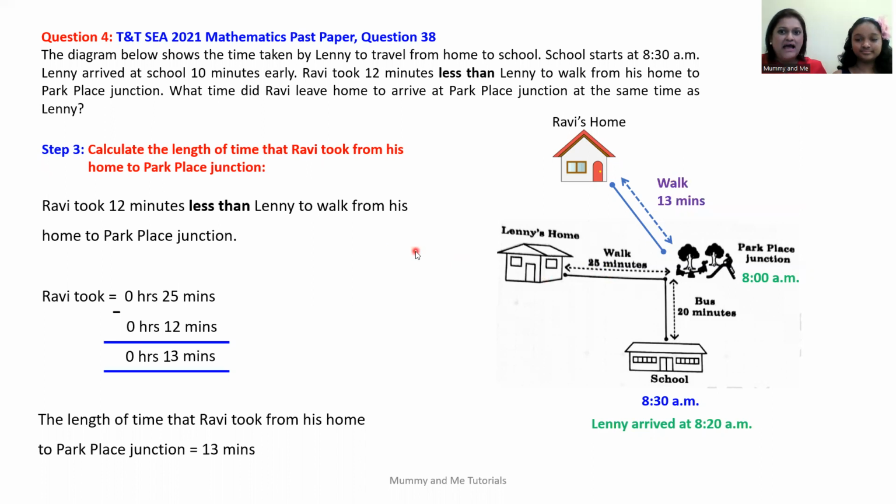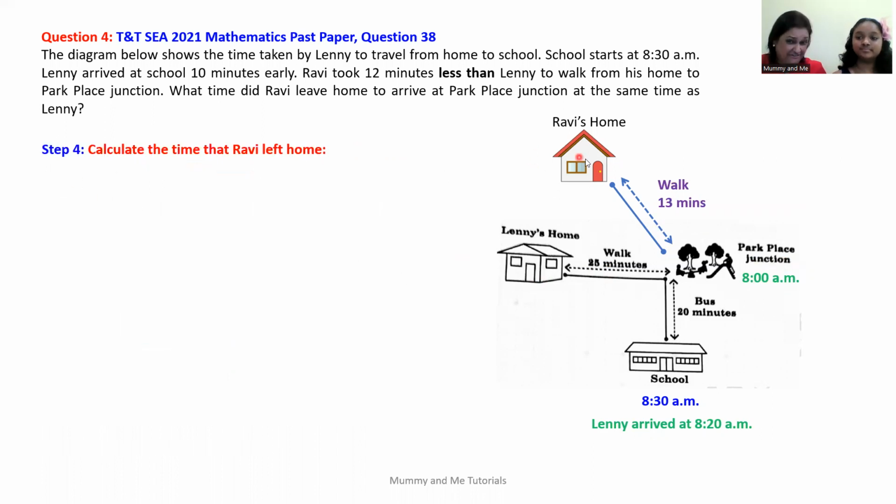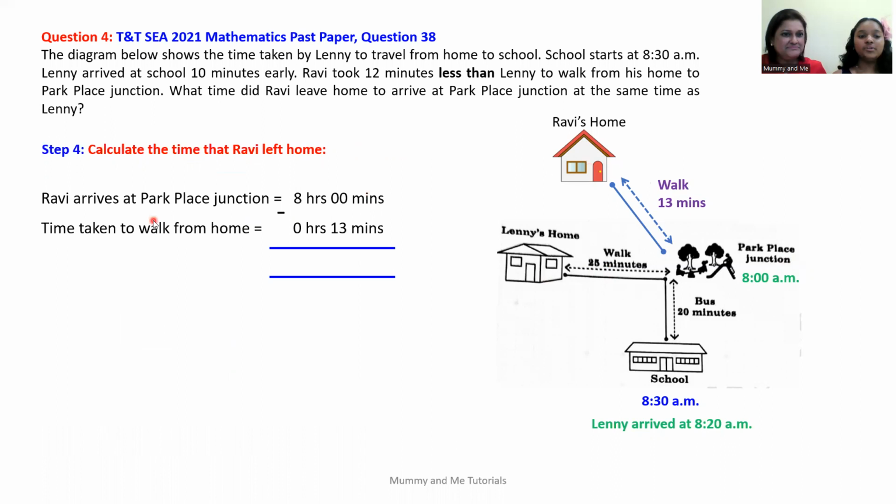Right. Okay. And he arrives at Park Place Junction at 8 a.m. So now, can we calculate the time that Ravi actually left home? Yes. So we know that Ravi arrived at Park Place Junction at 8 a.m., which can be represented as 8 hours and 0 minutes. And we know that Ravi took 13 minutes to walk from his home to the junction. So that 13 minutes can be represented as 0 hours and 13 minutes. Right. So now we need to subtract. Yes. So work backwards to know what time he left home. Okay. How do we do that?